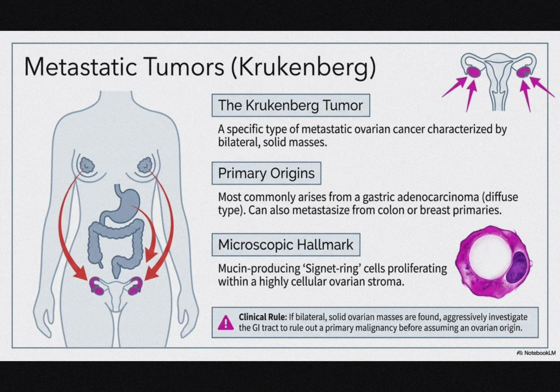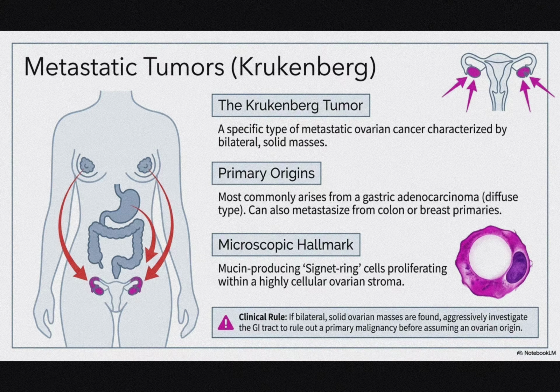Next we have metastatic tumor, that is Krukenberg tumor. The Krukenberg tumor is a specific type of metastatic ovarian cancer characterized by bilateral solid masses. Its primary origin: it most commonly arises from gastric adenocarcinoma, of diffuse type. It can also metastasize from colon or breast primaries. Microscopic hallmark: mucin-producing signet ring cells proliferating within a highly cellular ovarian stroma.